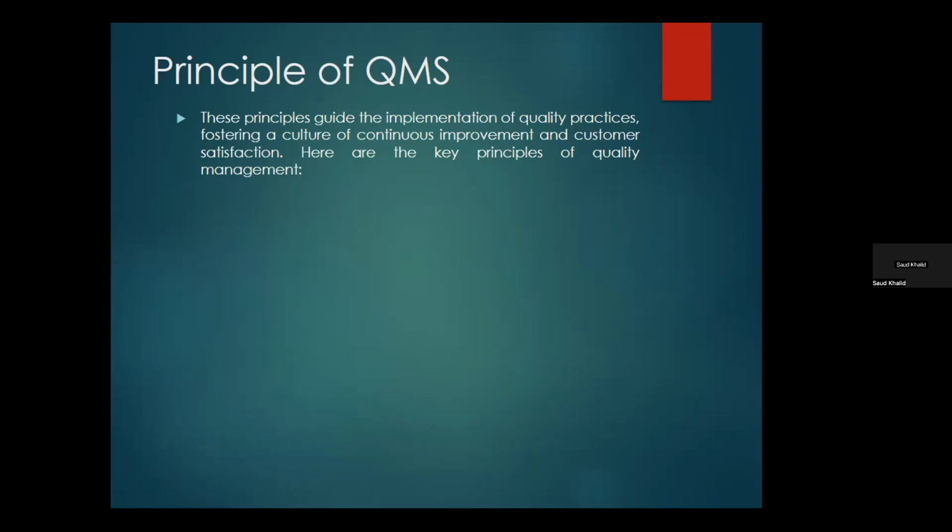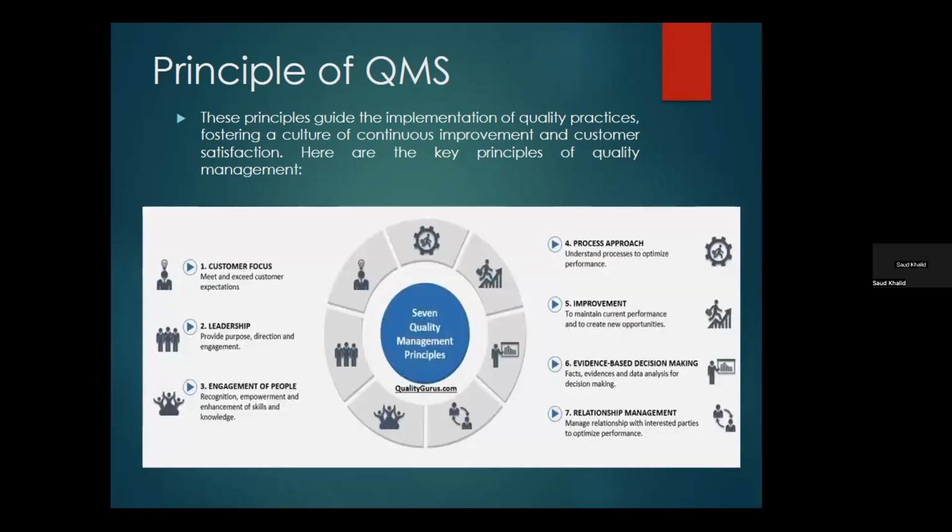Then what are the principles of QMS? There are mostly standards which are usually driving the QMS objectives and goals. So I'm going to show you. There are basically 7 major key quality management principles. First is customer focus: what kind of demands the customer is asking of us for our product, for our quality, for our production unit.